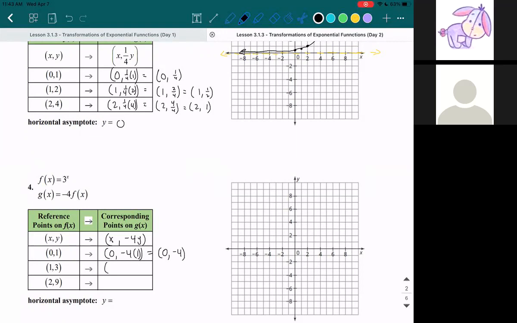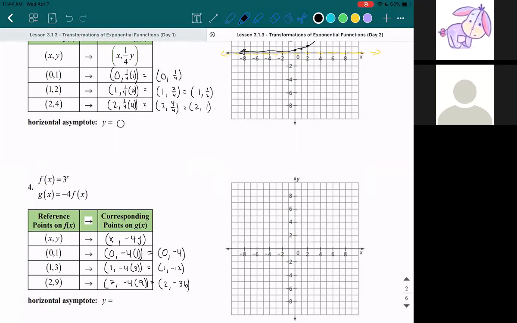Okay, same thing for the next point. X value stays the same. Y value gets multiplied by -4. So -4 times 3 is -12. All right, pause the video, try the last one on your own. All right, so we are unpaused. You should have gotten 2 comma -4 times 9, which will give you 2 comma -36.